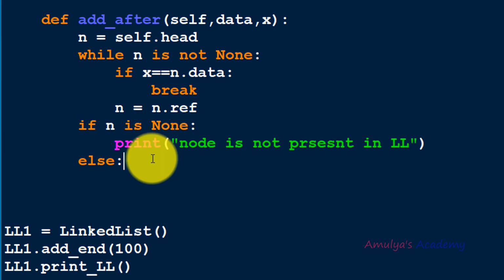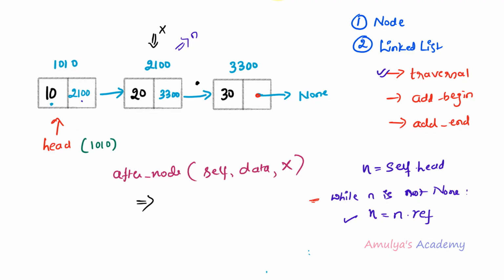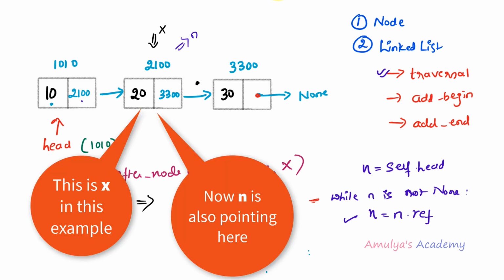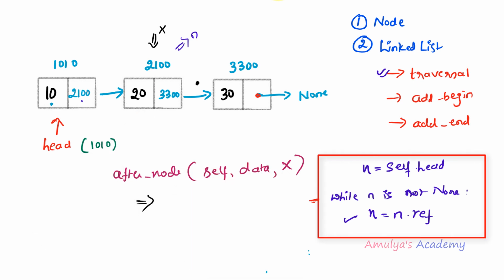If n is not None, that means we found the x. So what do we need to do after finding x? Let's see that. Here the first step was we need to find the x. So now we got the x value. If it is present in the linked list, then now n is pointing to x. Using this, we found the x value.